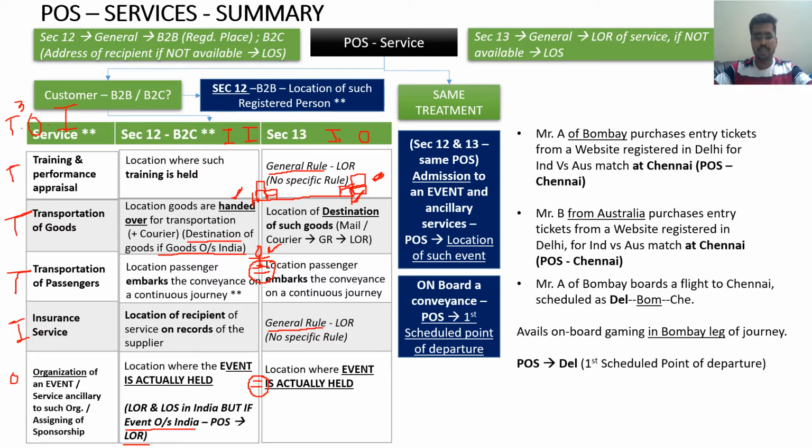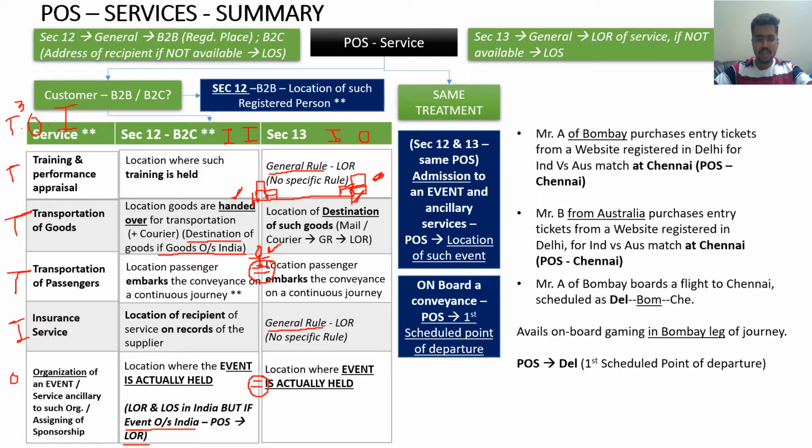So what are those five services? A quick recap before we go into the current video. The five services, if you remember, the acronym we had is T3OI, right? There were three T's: transportation of goods, transportation of passengers, training and performance appraisal services. And then you had I and O: insurance services, and organization of an event. So these five services are the default services we saw in the last video.